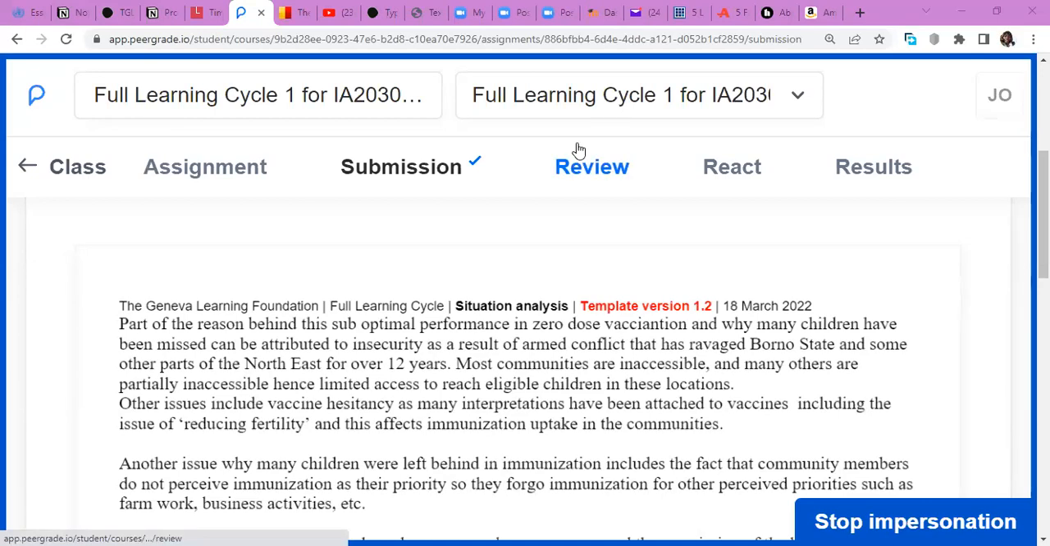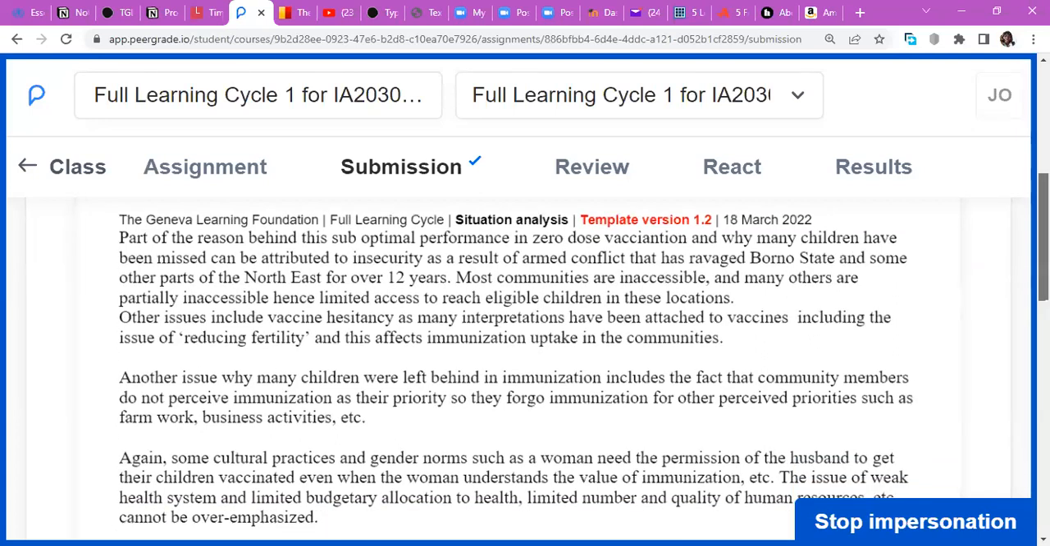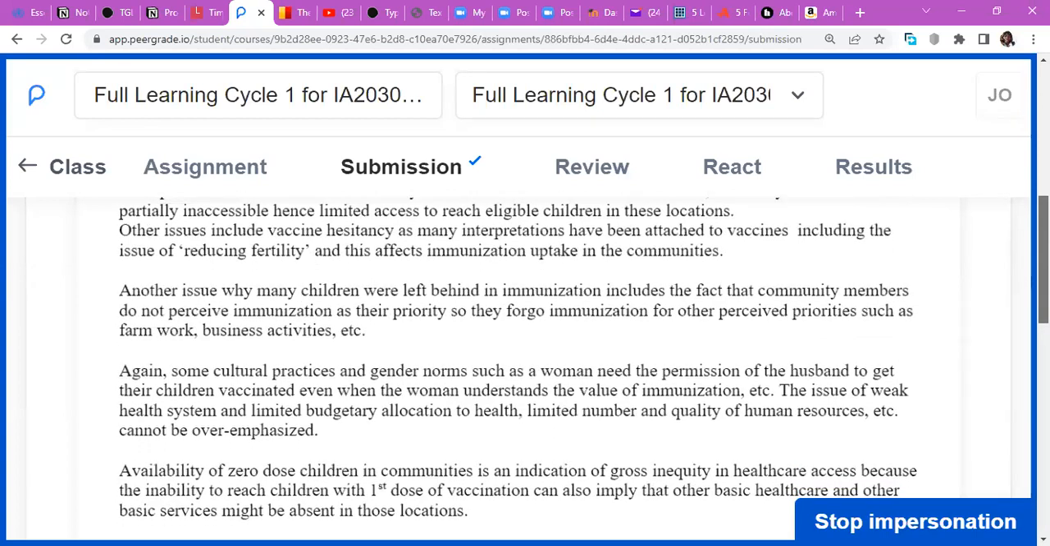Okay, the reason why we have 0 dose children, like I've mentioned earlier, we're in conflict. So many LGAs are inaccessible. Some are partially accessible, some are very hard to reach. And there's a vaccine hesitancy issue. Sometimes immunization of children is not the priority of the caregivers. They have other priorities like farming work. And then I also noted that where there are these 0 dose children shows gross inequity in healthcare access.